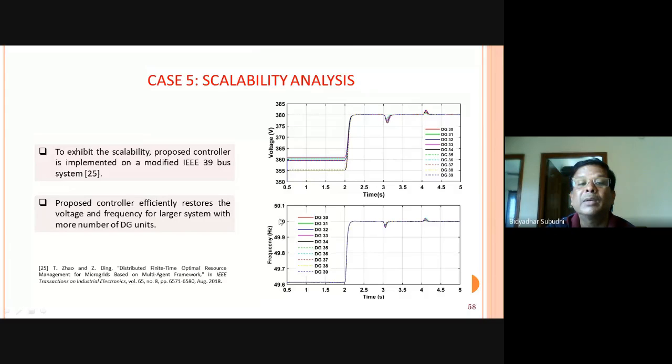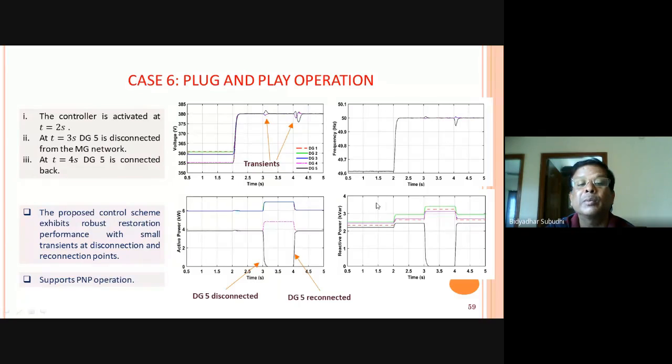Next, we also study the plug and play operation. That means at 2 seconds we connect the controller, and at 3 seconds we disconnect a DG.